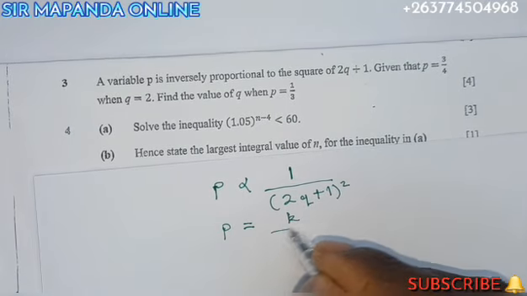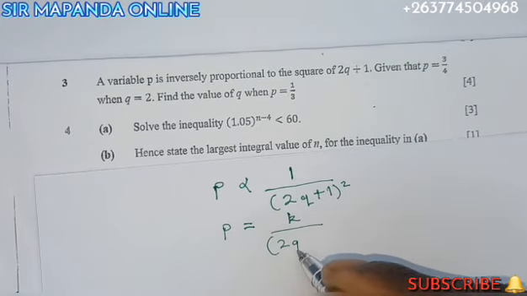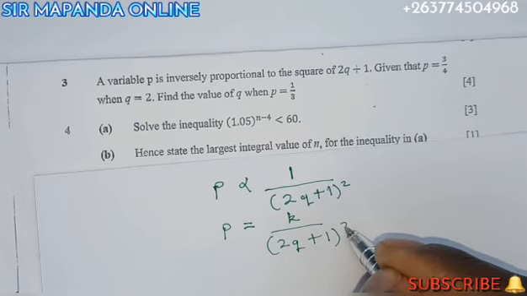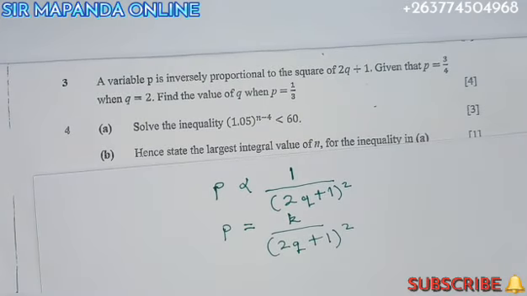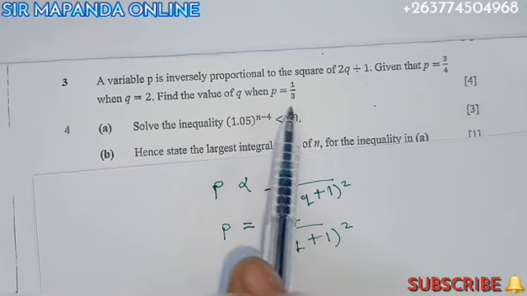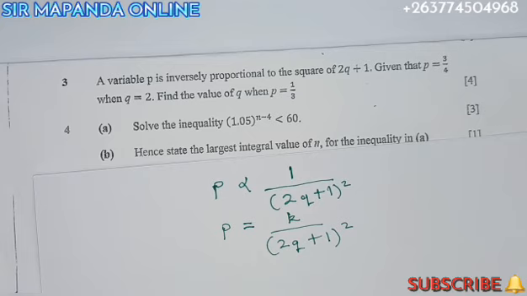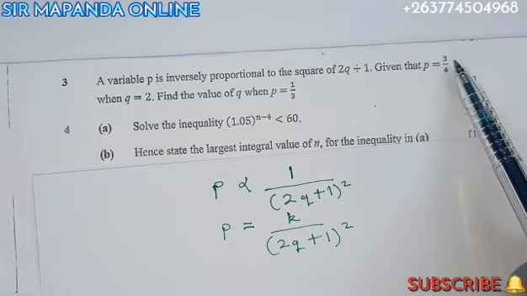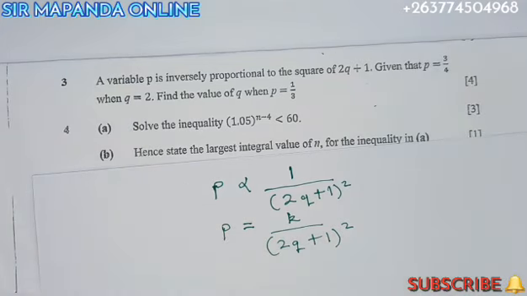So if I put equal sign here, I'm going to multiply this right side with k. You get k all over 2q plus 1 squared, something like this. Right, we move on to the question. Find the value of Q when P is equal to 1/3. So the first thing to do before you find the value of Q, you need to find the value of K using the complete set. So by complete set, I refer to the value of P and the value of Q given. We are given that P is equal to 3/4 when Q is equal to 2.